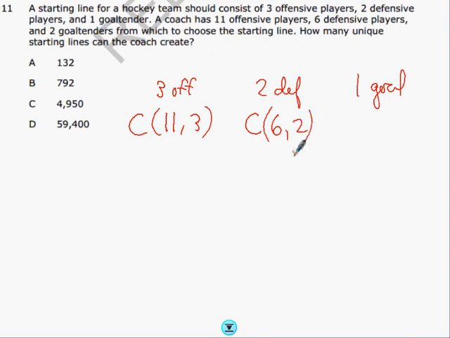And for 1 goalie, it doesn't matter if the order matters or not because there's really only 1 position. We can call it a combination or permutation. We're picking from 3 different goalies. Oh, I'm sorry, 2 goalies. We've only got to pick 1.